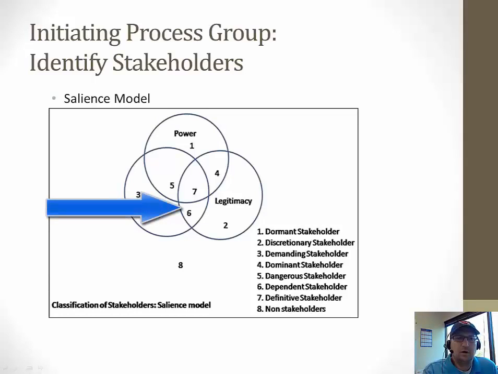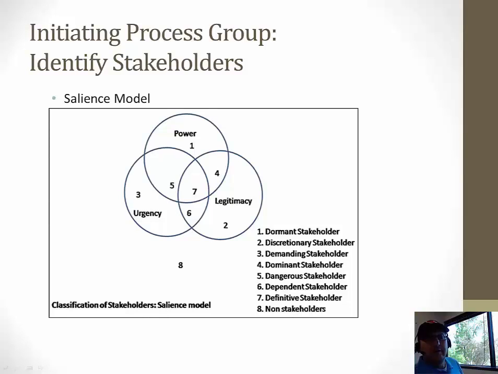6 is where urgency and legitimacy overlap, and that's the dependent stakeholder. So they should be kept informed, right? They could be of help to you because they have a legitimate stake in the project. So they could be of help to you when you need to leverage their legitimacy and the urgency that they can get from the organization as a whole.